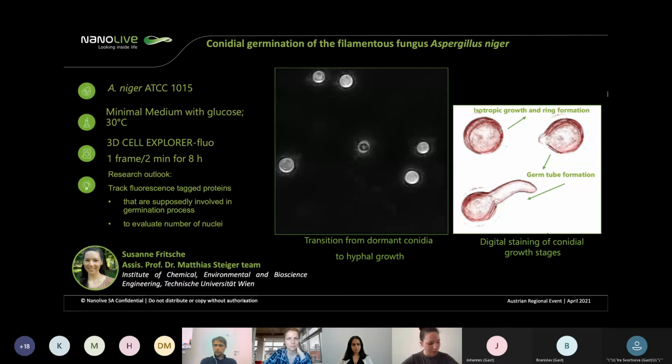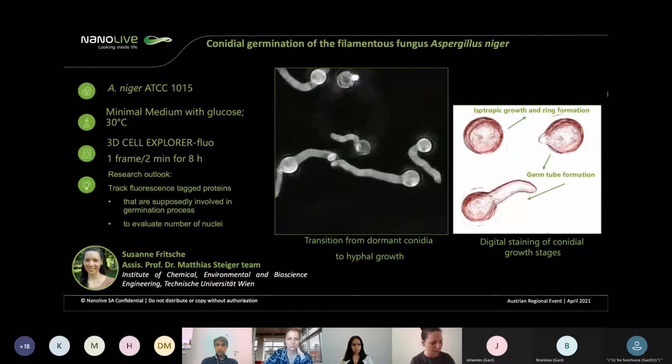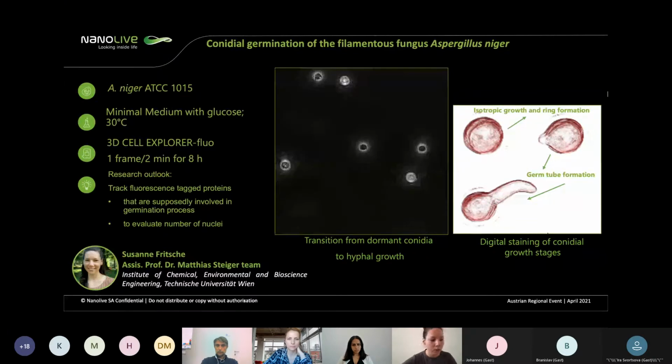And from a dormant spore to the growth of a hyphae, it takes about 6 to 10 hours. So we use our incubation chamber with airflow and optimal temperature set. What you can now see on the video is the transition from a dormant conidia to hyphal growth. The video is composed of 230 frames, which were generated during 8 hours.